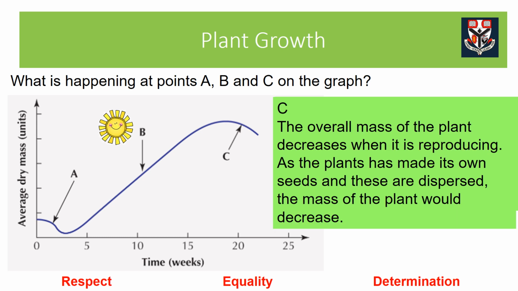In stage C, we start to see the overall mass of the plant decreasing. This is a result of it reproducing. As the plant has made its own seeds, and these are dispersed, the mass of the plant would decrease.